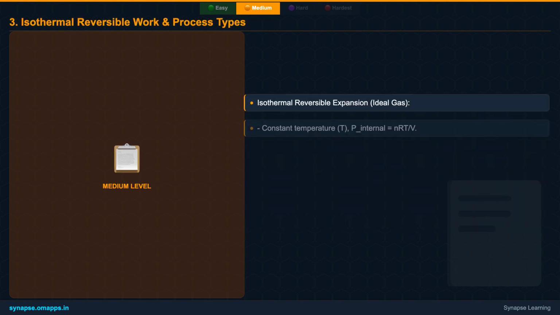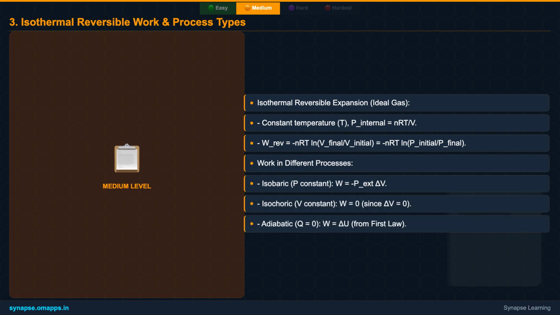For an ideal gas undergoing an isothermal, reversible expansion, we can derive a specific formula for work. Since temperature is constant, and P_internal equals nRT over V, integrating minus P_internal dV gives us W_reversible equals minus nRT natural log of V2 over V1. This can also be expressed in terms of pressures as minus nRT natural log of P1 over P2. This formula is vital for solving problems involving ideal gases under specific conditions.